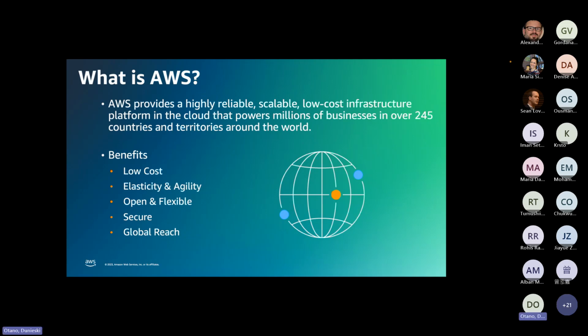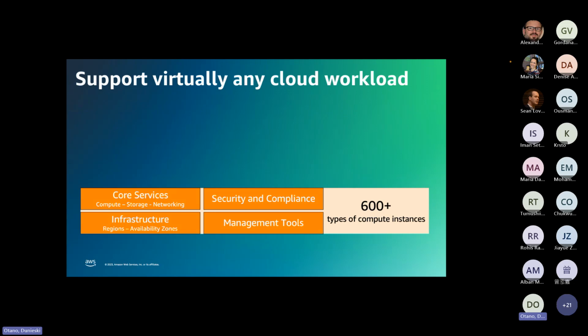Now, AWS supports virtually any cloud workload, right? We've been prepared for that because we understand that some customers come from different cloud providers, and some customers have multi-cloud environments. So AWS is prepared for that. We have core services, and among the core services we have compute, storage, networking, and databases, right?